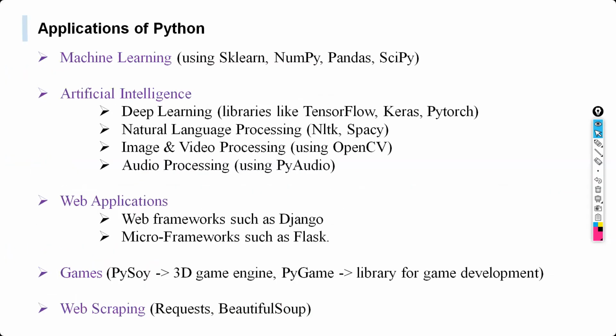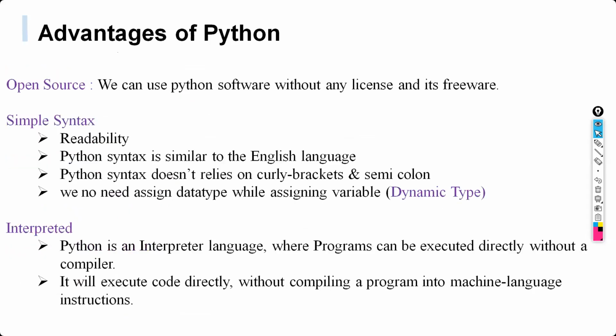Now, what are the applications? Where are we going to use Python? Machine learning, artificial intelligence, web development, game design, web scraping. So multiple applications are there with Python. Now, in total how many libraries are there? 22,000 libraries are available. 22,000. Sir, there are 22,000 now.